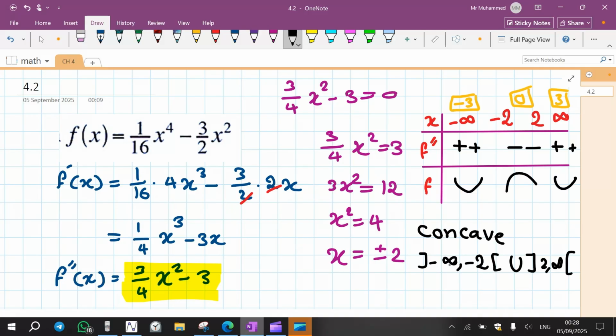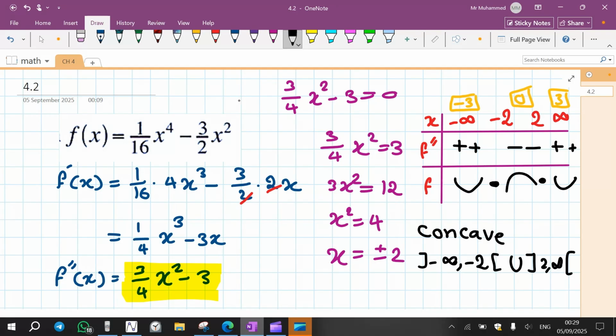From negative infinity until -2, the second derivative is positive, but at -2, the second derivative is 0. So -2 is an inflection point because it is located between concave and convex. This -2 is inflection. Similarly, 2 is inflection. Why? Because it's located between convex then concave.